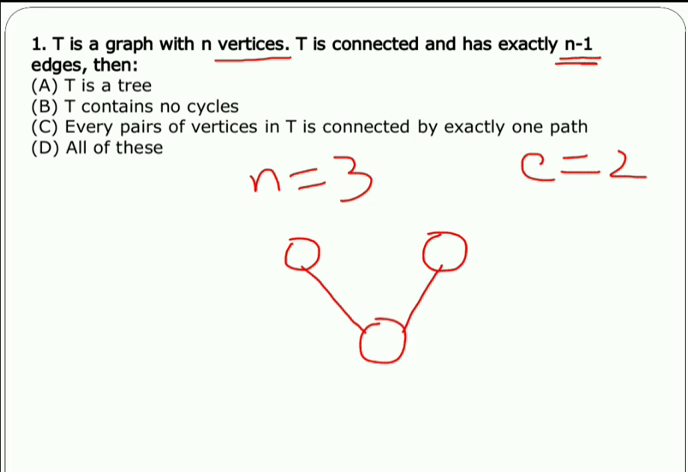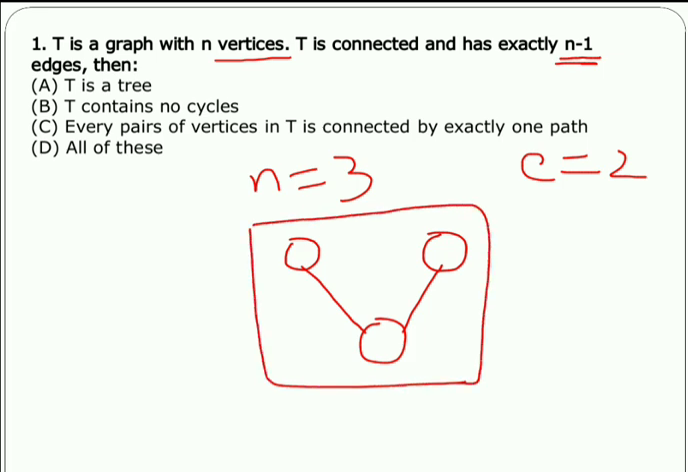So here T is a tree. So this particular graph is a tree. Now all the vertices here are connected and there is no cycle here. All the vertices are connected. And every pair of vertices in T is connected by exactly one path, right? So here this pair of vertices is covered by one path and this pair of vertices is covered by one path. So all these properties are satisfied, that's why the option is B.